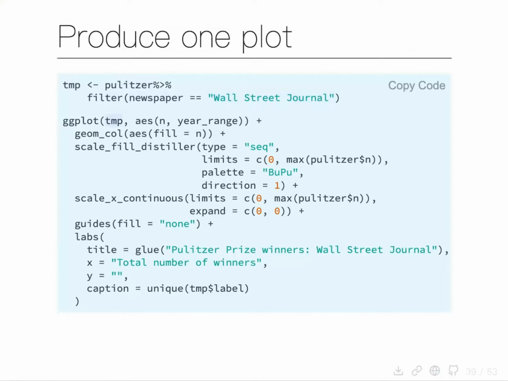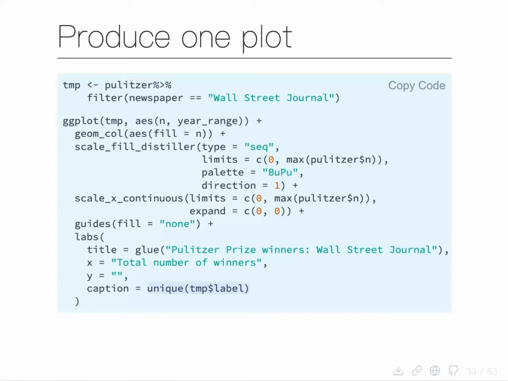Okay. And then on my title, I'm going to have Pulitzer Prize winners, Wall Street Journal. But then for my caption, I'm going to say the label, whatever the label is. And notice in this case, I'm using unique. The way we'll do it in a minute, we won't have to do that. But I'm using unique because I have 2 labels there, right? And so I don't want the labels sort of plotted on top of each other.